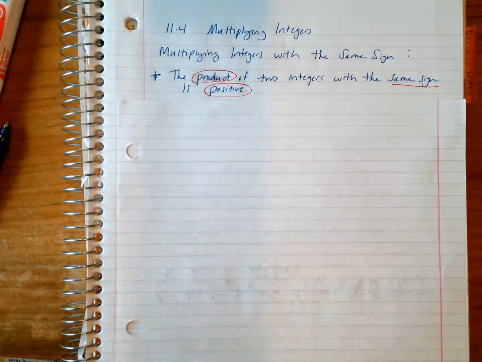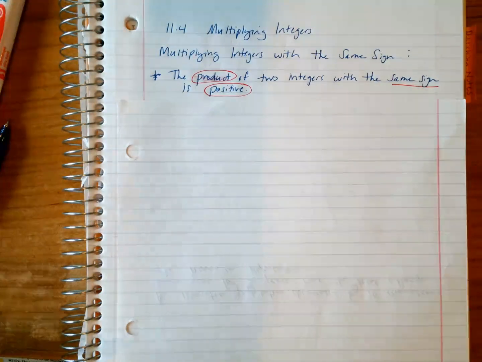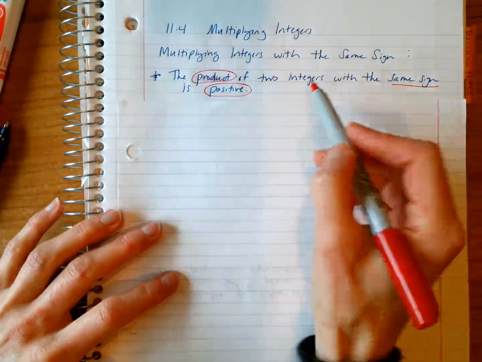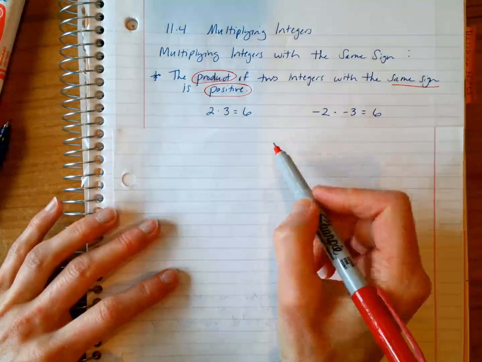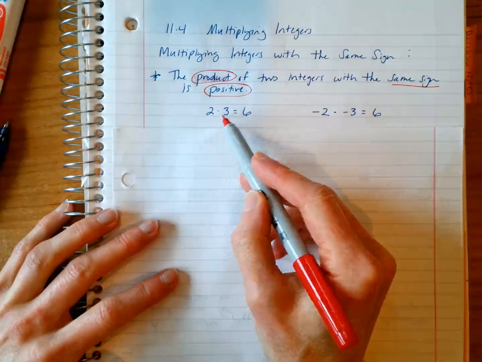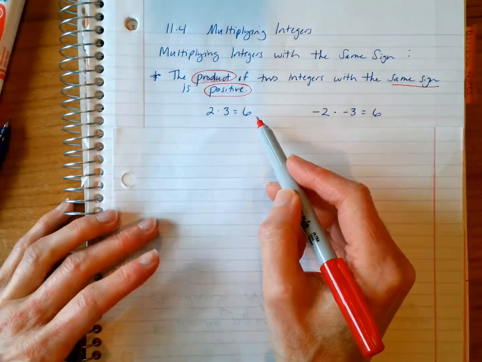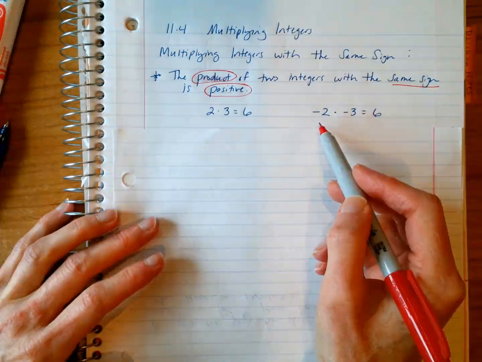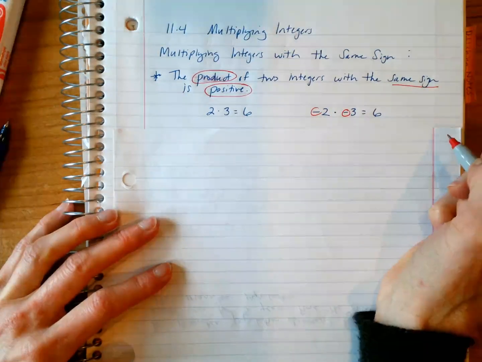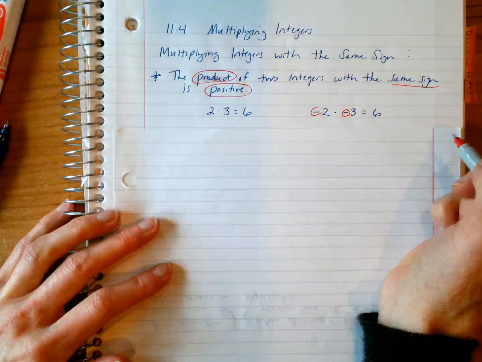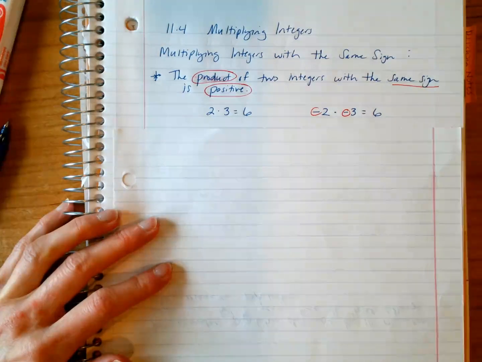If they are both positive, your product will be positive. If they are both negative, the product will be positive. So as long as the two integers have the same sign, the product will be positive. Here we've got a couple of examples. Positive 2 times a positive 3 is, of course, going to give you a positive 6. And a negative 2 times a negative 3, as they both have the same sign, is also a positive 6. This is not the first time you will hear it: negative times a negative equals a positive.